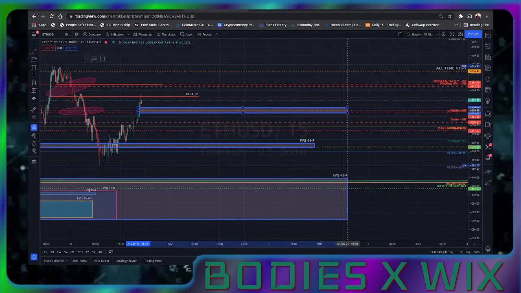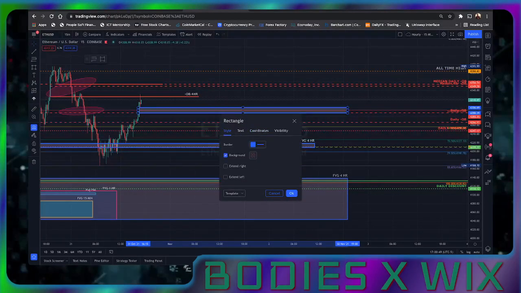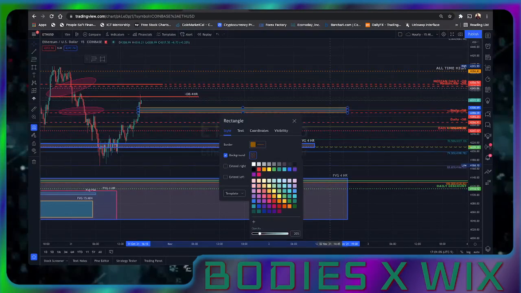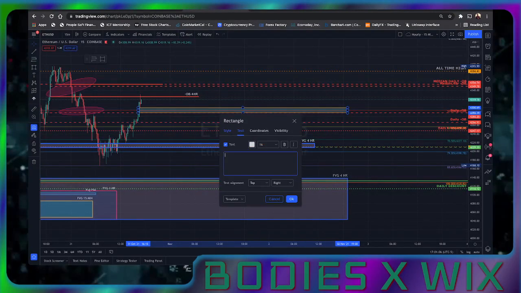Then I'm going to maybe change out the colors a little bit, so we're not getting the same thing over and over again. Let's make this gold. Let's pull the opacity back a little bit, and let's not make it so big. And then background, let's do a light green, and then text we are going to do FVG 15-minute. Not 125-minute. I don't know why that would be there.